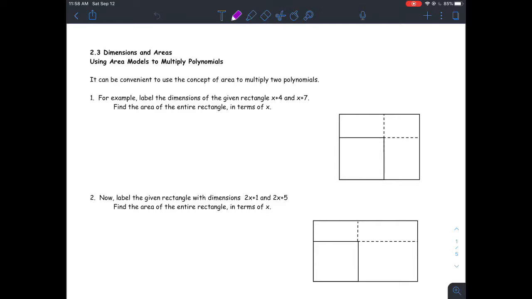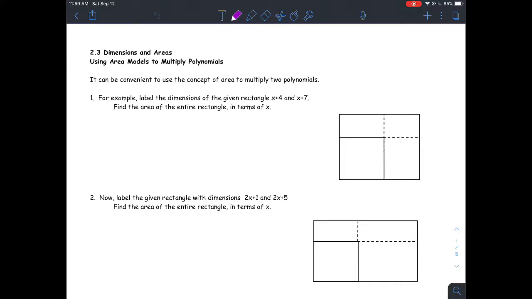Welcome to lesson 2.3. The first thing we're going to start out with is I'm actually going to show you how to FOIL in a different way. It says it can be convenient to use the concept map of area to multiply two polynomials. And that's what FOILing is. When you multiply two polynomials, that's what you're doing.